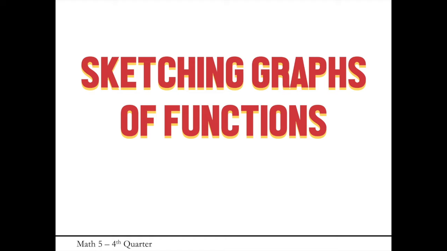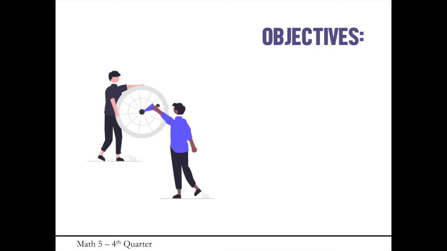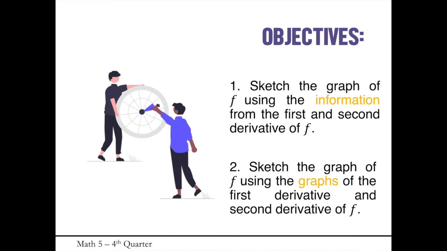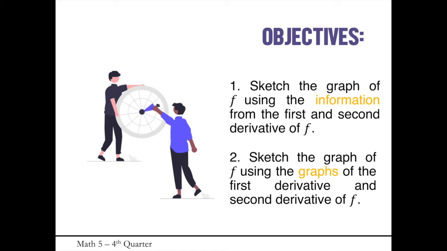This lesson is all about sketching graphs of functions. The following are the objectives of this lesson. First, at the end of this topic, you should be able to sketch the graph of a function using the information from the first and second derivative of the function. Second, you should be able to sketch the graph of the function using the graphs of the first derivative and second derivative of the function. For this video, we will only be looking at the first objective.